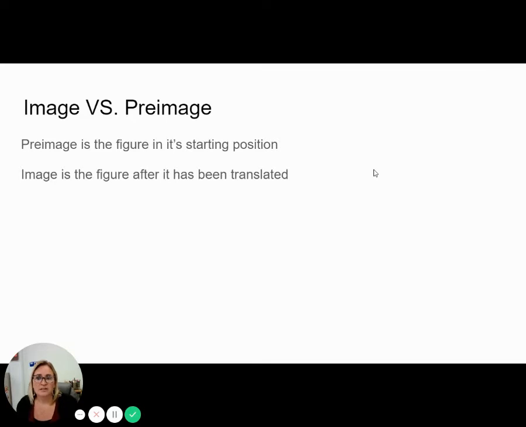Okay, the other thing you need to understand is what is the image versus the pre-image. The pre-image is the figure that it starts as, okay? It is the figure given to you, and then after they give you a rule, the image is the second figure, okay? So you're going to start hearing those words a lot in the next couple of weeks. So image is the second figure. It's how it's been moved. Pre-image is where it starts at.